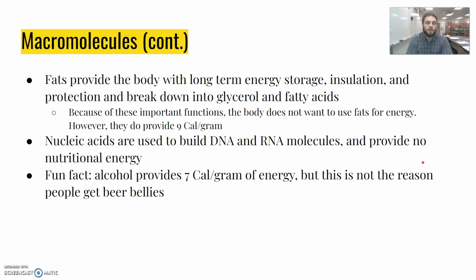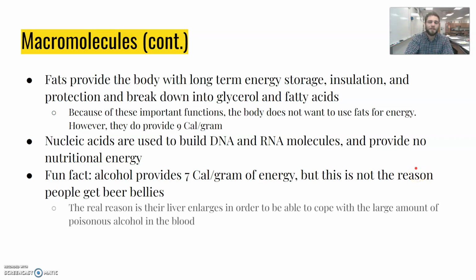As an aside, alcohol is going to provide around 7 calories per gram of energy, just due to some of the chemical makeup that it has. But even though it is more calorie dense than carbohydrates and proteins, that is not the reason people get beer bellies. In fact, the reason they do is because alcohol is considered a toxin in the body. And so when your liver is having to deal with large amounts of toxins, the liver is going to grow so that it's able to handle that large amount. And so that liver actually will start to increase in size, and that beer belly will start in the upper right quadrant of the abdomen and begin to grow there, and that's where the beer belly starts.